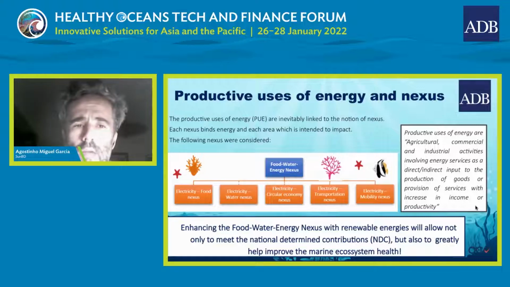So we've tried to connect electricity to the main points in every economy, not only specifically for the PEAK, but in this case, of course, focusing on food, water, circular economy, transportation, and mobility. So we understand that by using renewable energies, in this case floating solar, we will not only support the countries to meet their nationally determined contributions, but also greatly help improve marine ecosystem health and their own socioeconomic conditions.